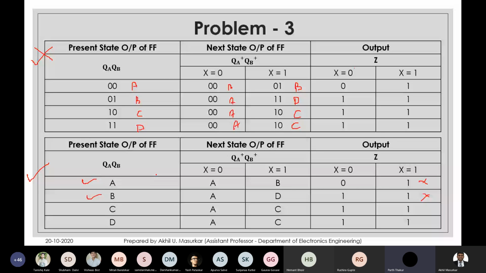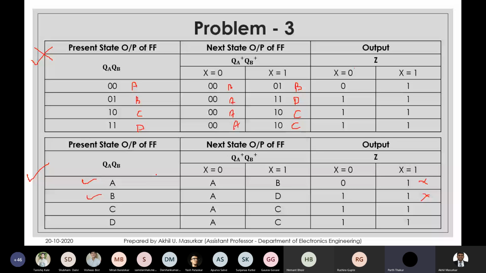Okay. Now can you tell me whether states C and D are equal? Yes, sir. C and D are equal. Why are they equal? Both have the outputs 1 and 1. And what is also equal?